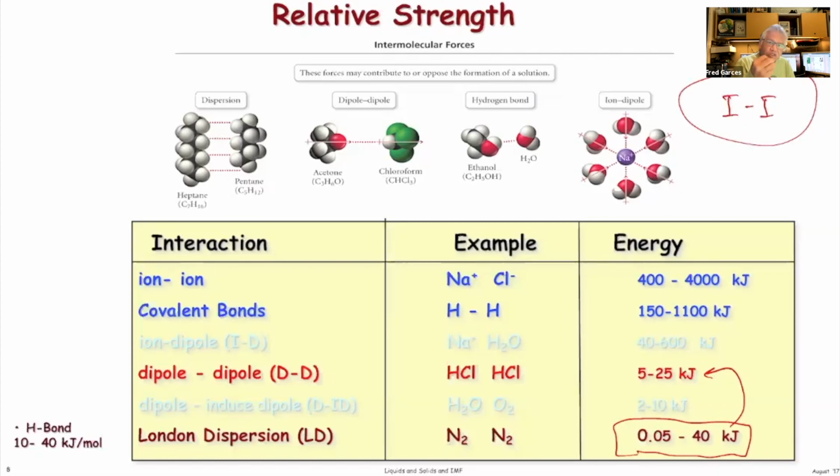That means there's a lot of intermolecular forces in play here. Why is it a solid at room temperature? Because iodine atoms are huge. And the bigger the atom, the more electrons they have, the more likely they'll have a London dispersion force as the main mechanism for its intermolecular force.